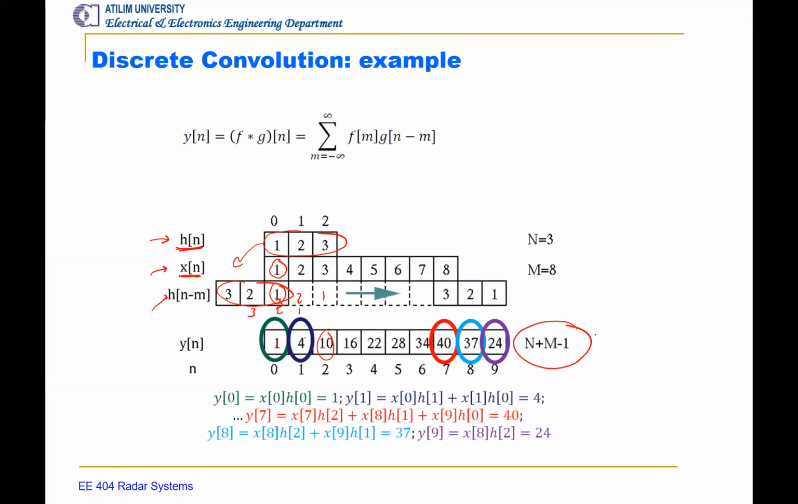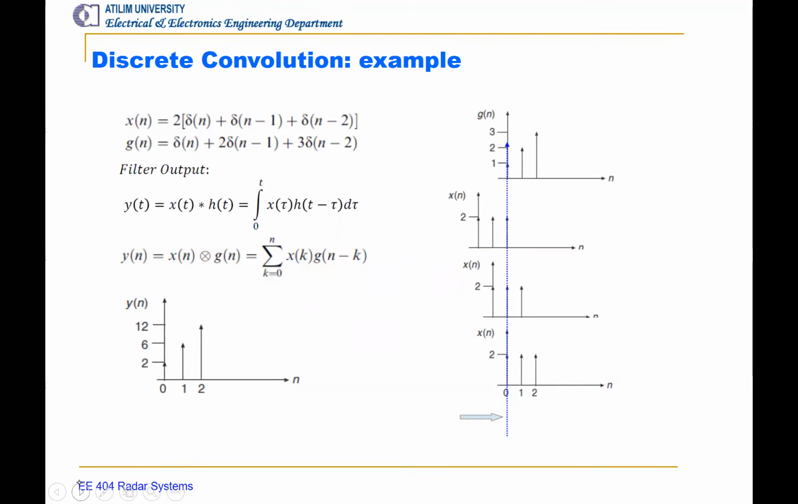Okay, you see the size of the output sequence is going to be the sum of the sizes of the two sequences minus 1. Okay, we can also illustrate this with a graphical process for discrete convolution. Here is x of n, here is g of n, and mathematically the output is the convolution of the input and the impulse response.